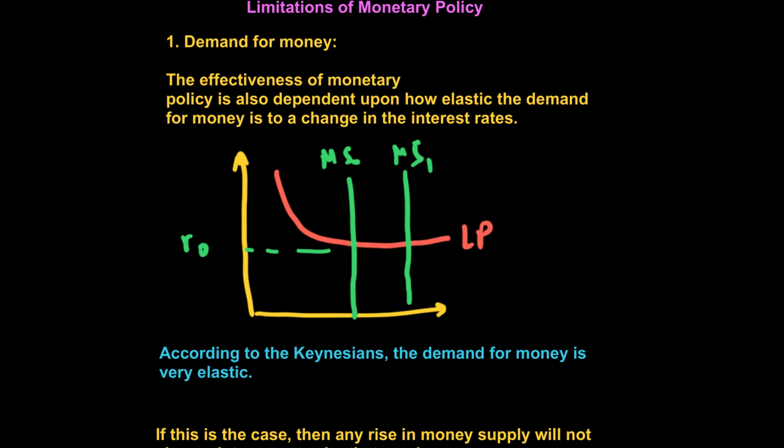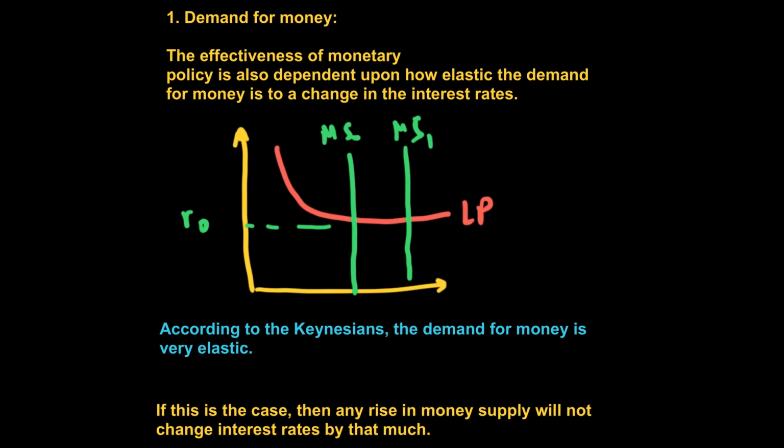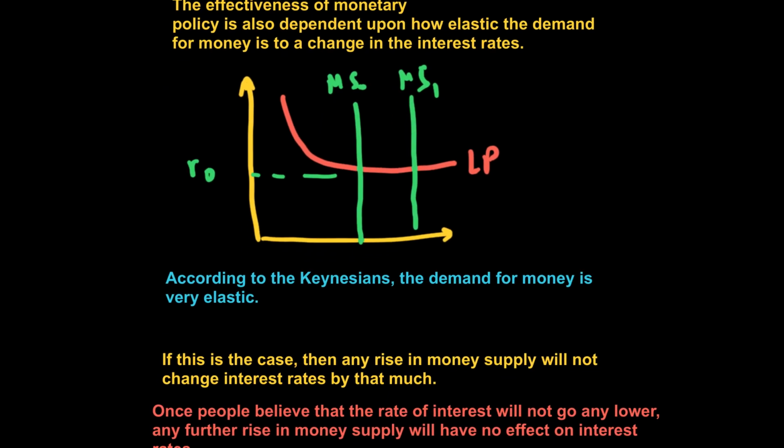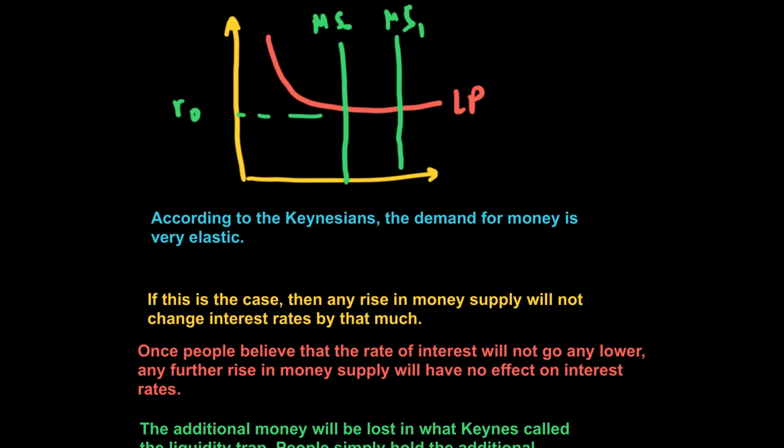The idea that we discussed in the last video as well is that if the demand for money is very elastic, in fact perfectly elastic, then any rise in money supply will result in the interest rate not changing. And if the interest rate is not changing, then basically we will not see any of the economic variables change. So the idea goes like this: once people believe that the rate of interest will not go any lower, they will basically keep on holding more money balances, or what we call a liquidity trap.